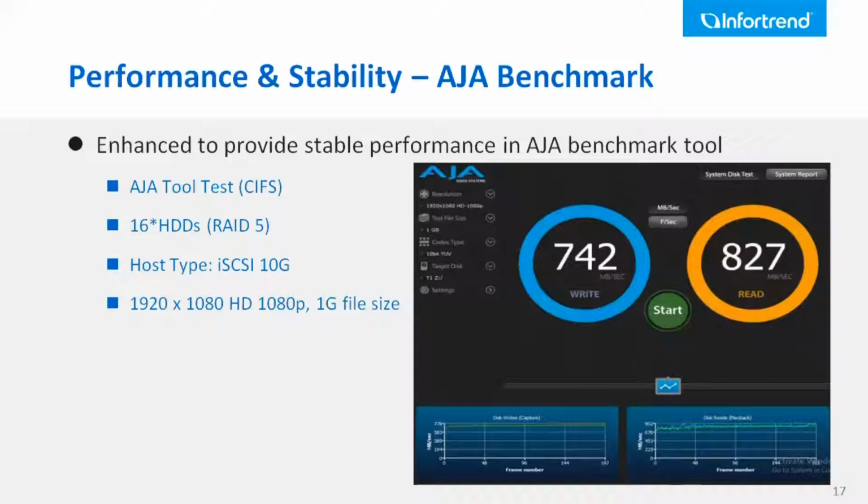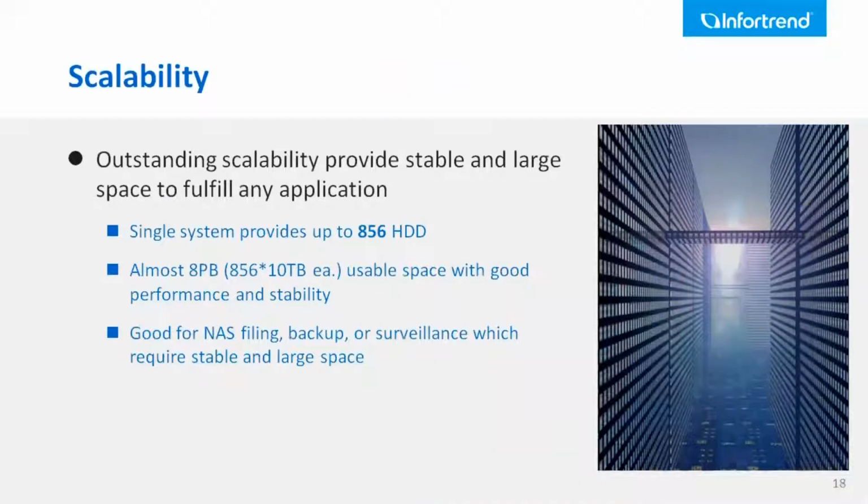Now we have introduced performance. Let's move on and talk about scalability. In scalability, Infortrend RAID technology is also very outstanding to provide stable and large space. That is, a single Infortrend system can support up to 856 disk drives. If each disk drive has 10 terabytes, it creates almost 8 petabyte usable space with good performance and stability.